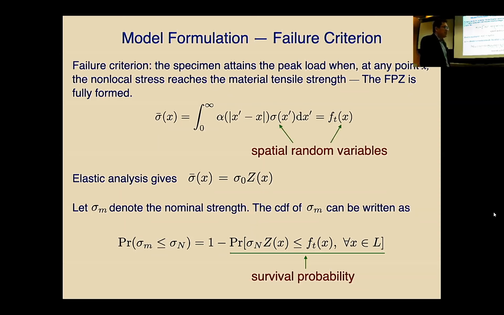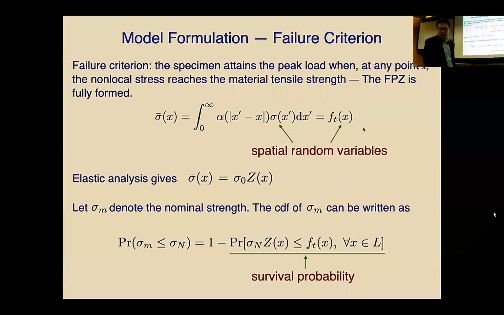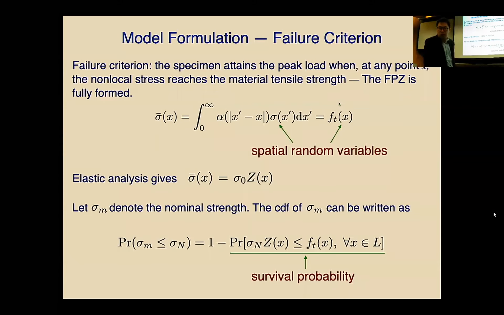The point here is that I don't know where this point is. It's any point X, but I don't know where it is. So mathematically, what I write here is nothing but a material point failure criterion: sigma bar X, the non-local stress, equal to FT(X), where FT is the material strength. Now you can see that the randomness comes into the picture.